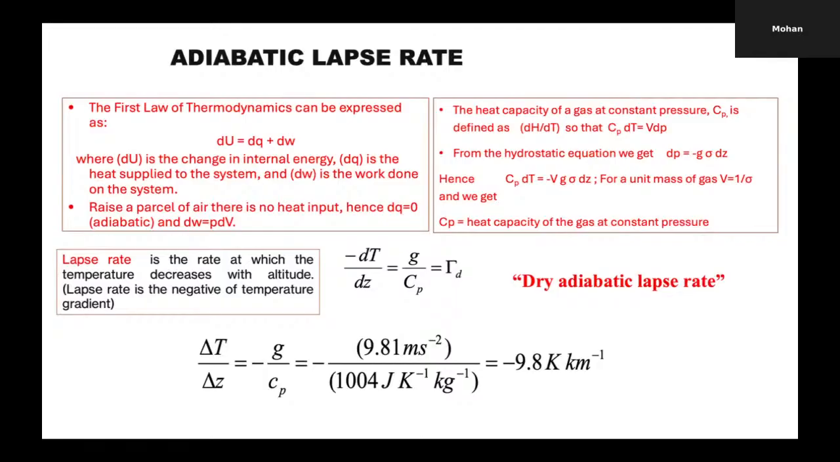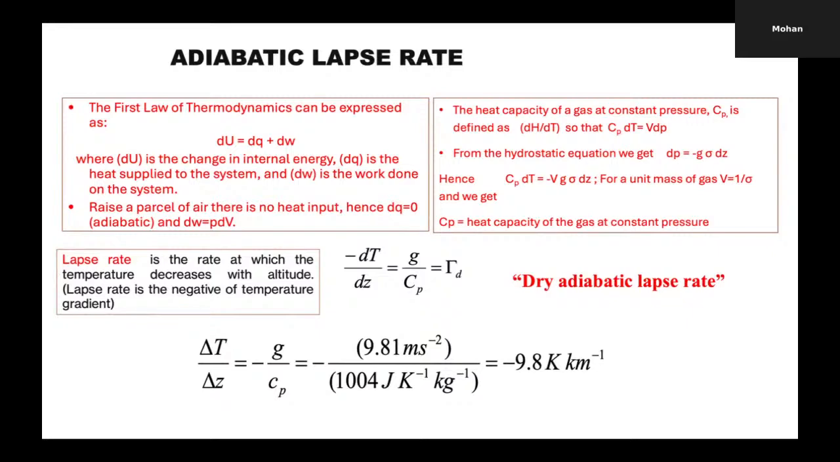That is the lapse rate. Lapse rate is nothing but the negative value of your temperature gradient. So dT by dz is your temperature gradient. When you use the ideal gas law and then the first law of thermodynamics, and you do the math, you can find that the dry adiabatic lapse rate is g by Cp. g is 9.8, and Cp, the specific heat at constant pressure, is 1004 joule per kg per Kelvin.